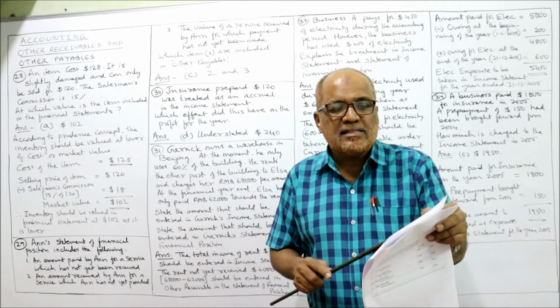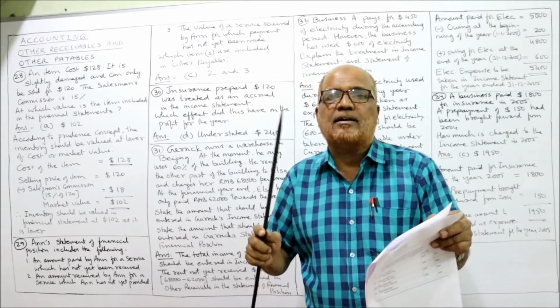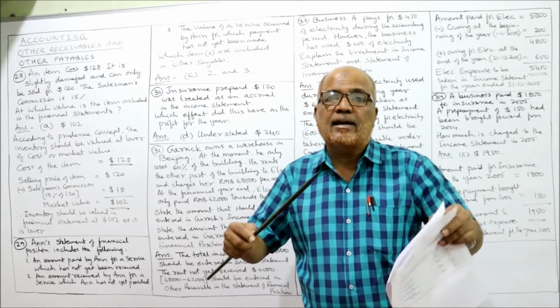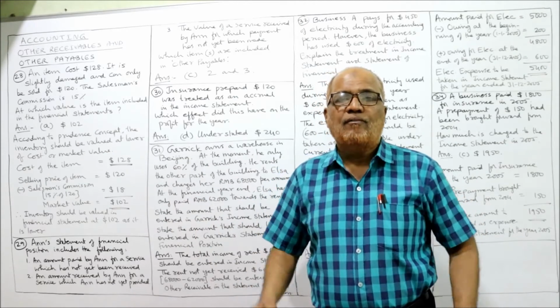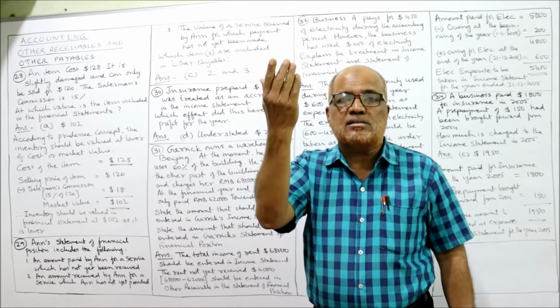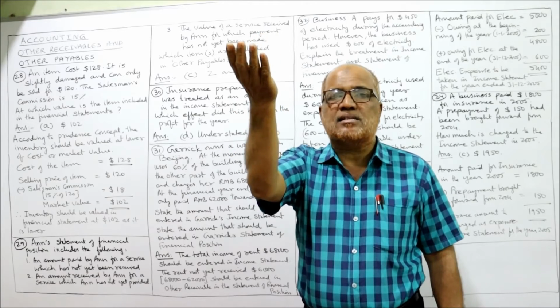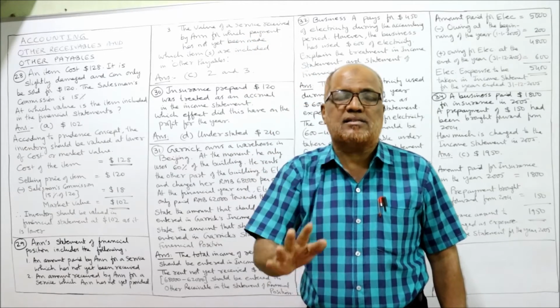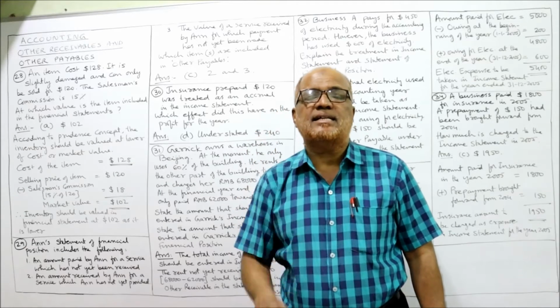So actually it is a prepaid insurance of $120. It should have been deducted, but by mistake, it is not deducted. It is added to insurance. When it is added to insurance, the insurance amount will increase. When insurance amount increases, expenses increase, profit will get decreased. The effect will be, profit will be understated.